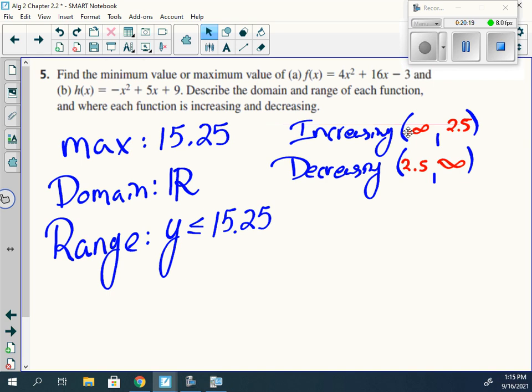Any questions on this here? We good with this here? Increasing, decreasing? Okay.